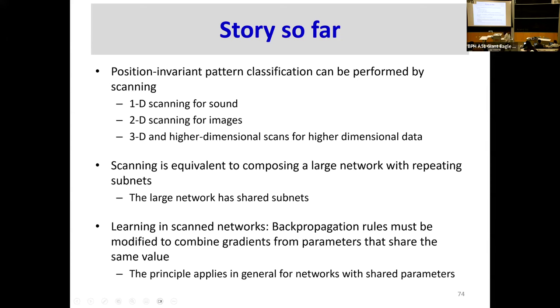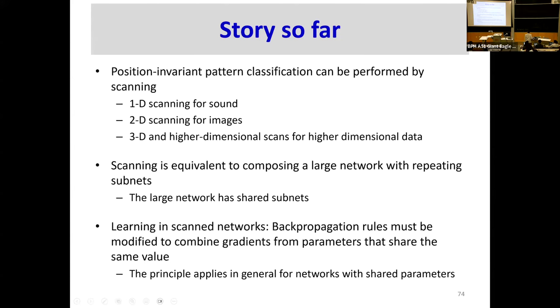And scanning is equivalent to composing a large network with repeating subnets. So the large network has shared subnets. And learning in scan networks basically implies that backpropagation rules must be modified to combine gradients from parameters that share the same value. This principle applies not just to scanning networks, but to any network where we use the idea of shared parameter values. Questions? Any questions on Zoom?